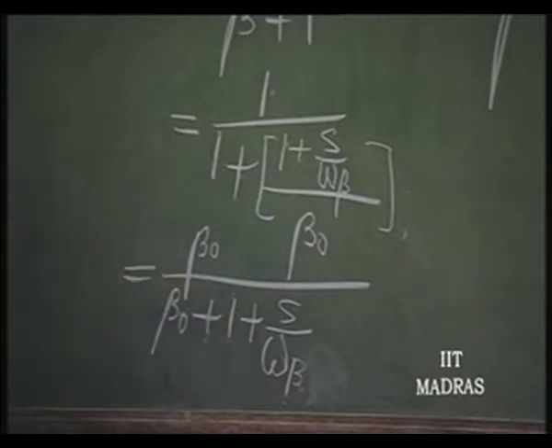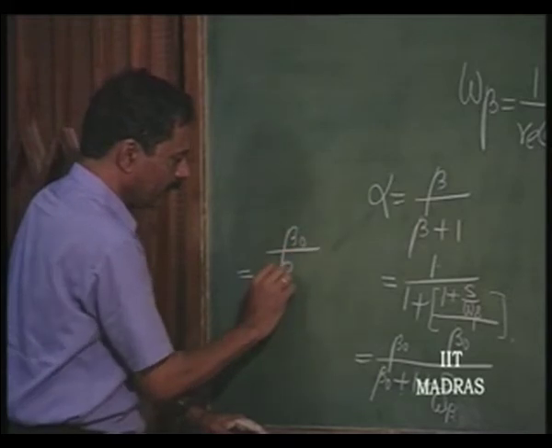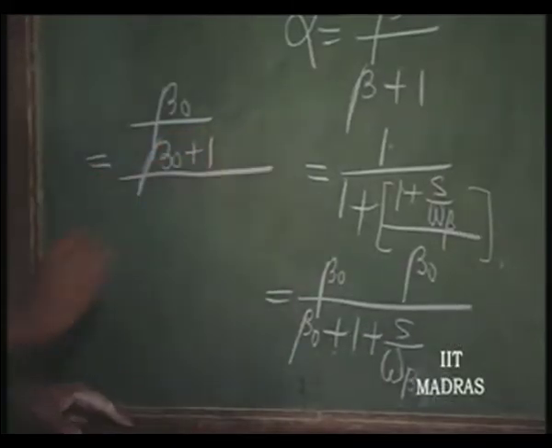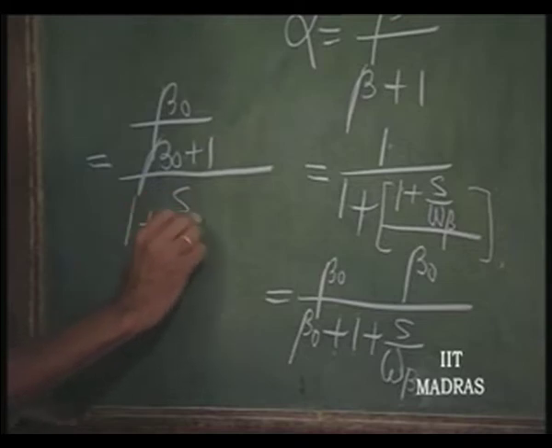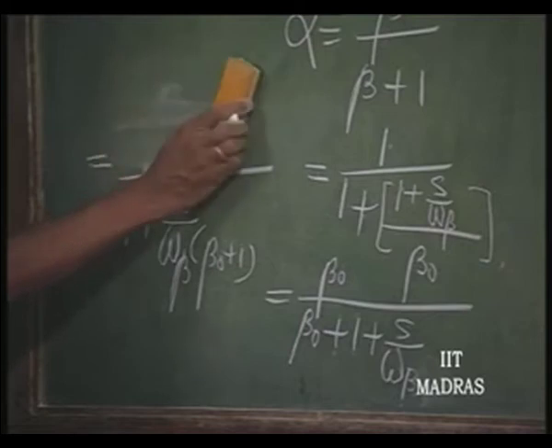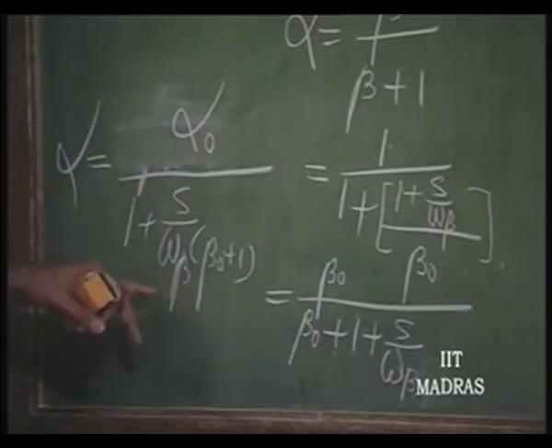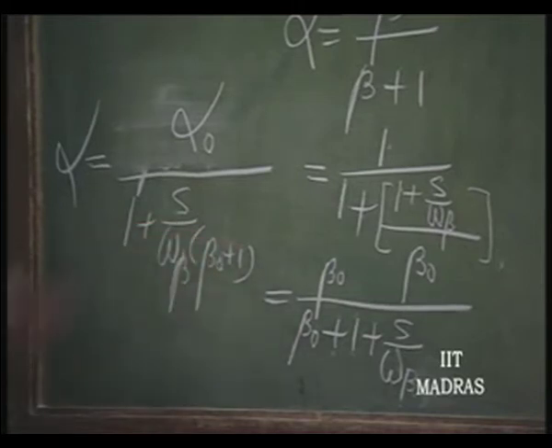So, I will take out beta naught plus 1. So, this is equal to beta naught divided by beta naught plus 1, divided by 1 plus S by omega beta into beta naught plus 1. What is beta naught by beta naught plus 1? Alpha naught. So, alpha is going to be alpha naught by 1 plus S by omega beta into beta naught plus 1. So, alpha cutoff frequency, this is beta cutoff frequency.